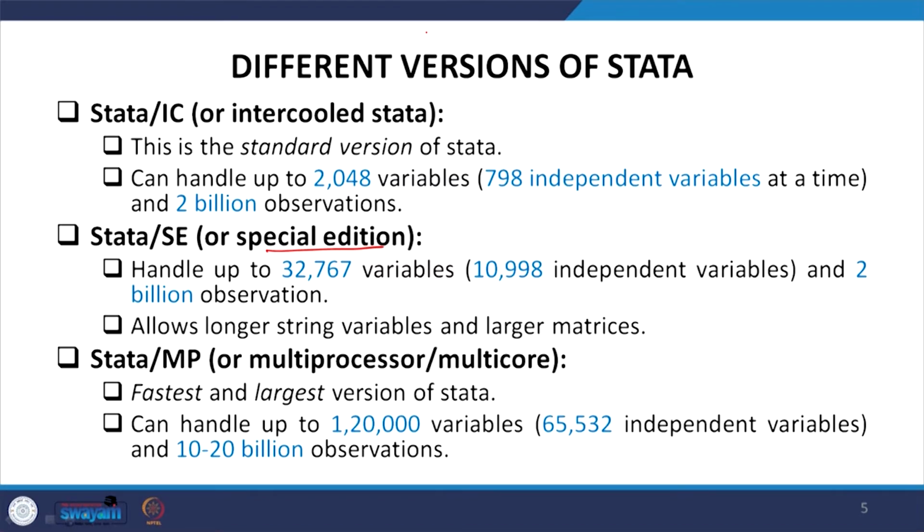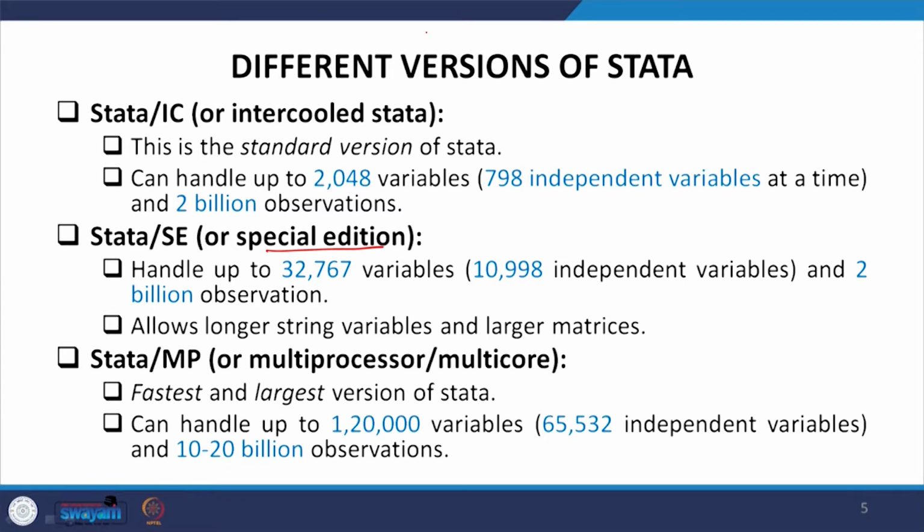Now, the third version is called the MP version, that covers 1,20,000 variables with 532 independent variables. We will clarify all those operations, how many independent variables are covered and how many you can set, which command is to be used, like for our version. Let me show you one thing here for your clarity.